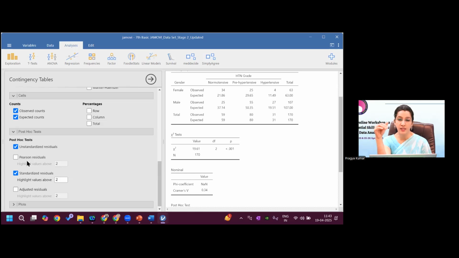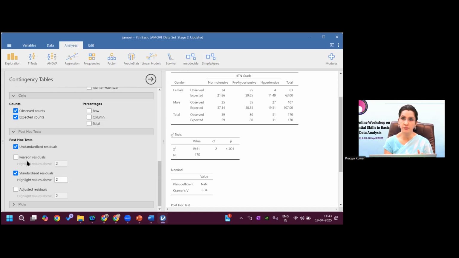So that's why we say that JAMOVI is upgrading itself every time. People are adding new modules and new options. Even we, after some time, see that the interface has changed, with a few more things added every time we open JAMOVI. So have you understood up till this point?